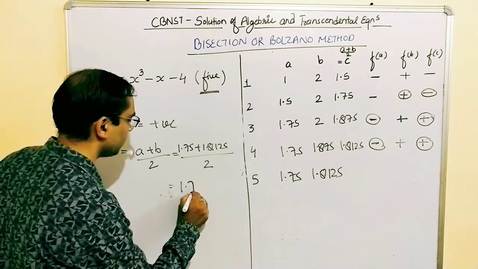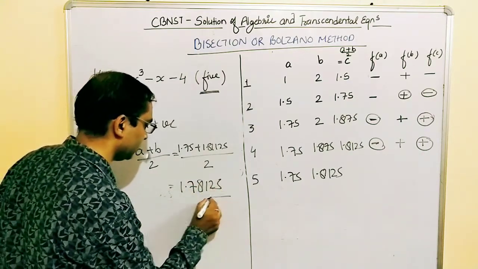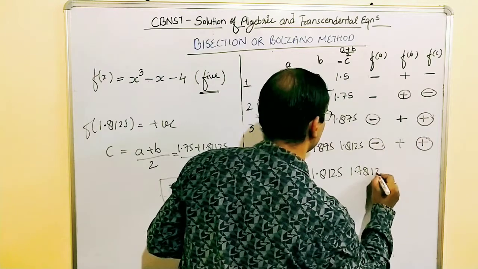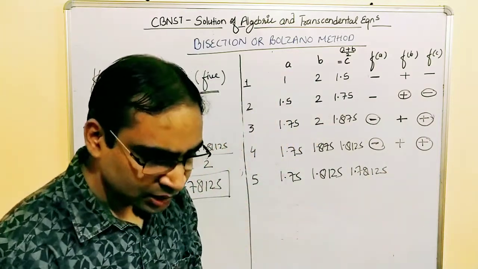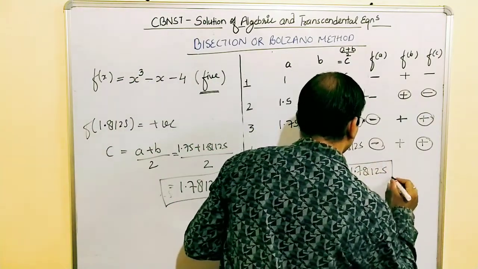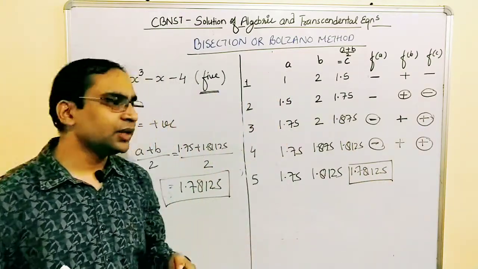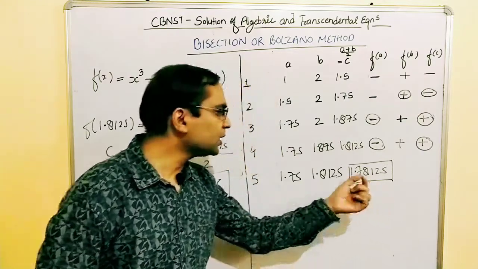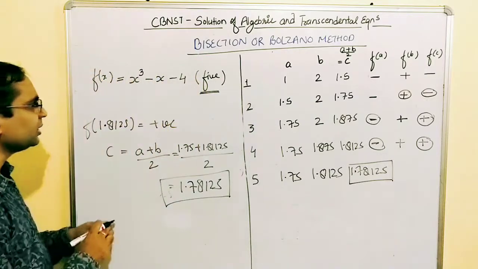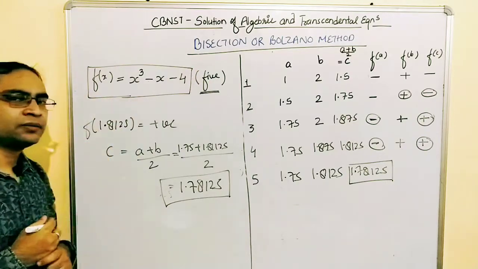So this is 1.78125. This will be our final root. In the fifth iteration we have got this as the answer. Obviously, this will be the answer given after 5 iterations. So this is the approximated root of the given equation after 5 iterations.